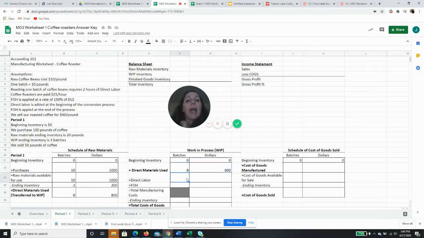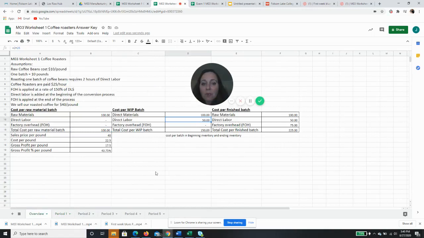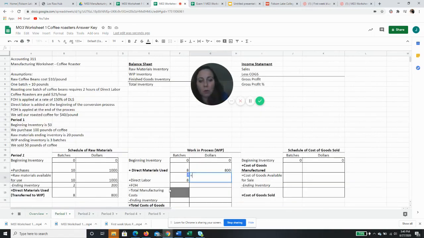All right, now I know I add direct labor at the beginning of the process, all of it, because I am fast like the Flash. Okay, so if I brought 8 batches of materials into the process, then I applied direct labor immediately to all 8 of those batches. Now, my direct labor per batch is $50. So I'm going to multiply my 8 batches times $50. And I have applied $400, or I've added $400 of direct labor to my production costs in WIP.